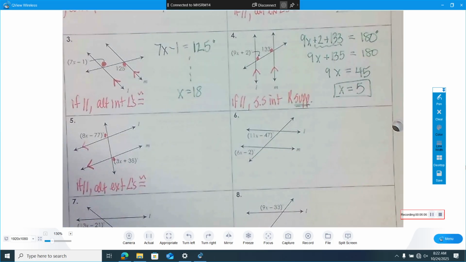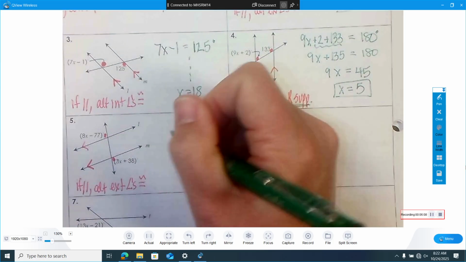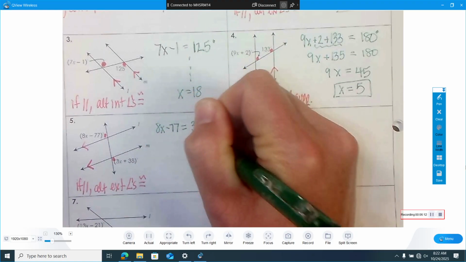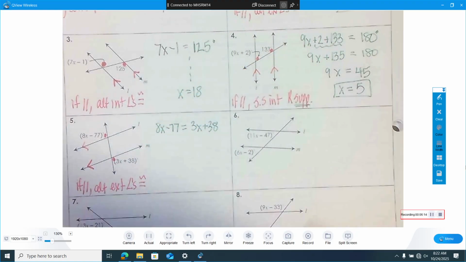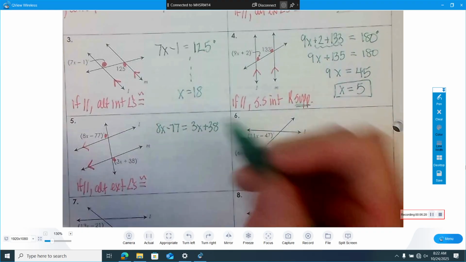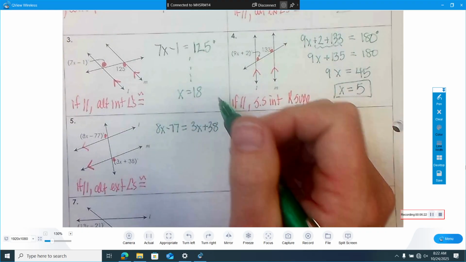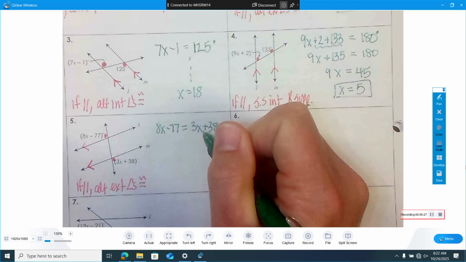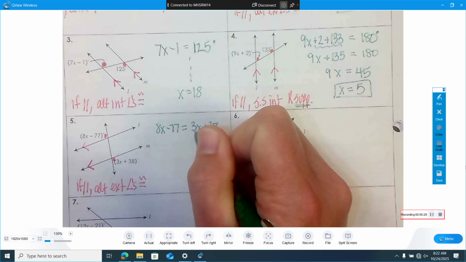So what equation are we going to write for this one? Just put 8x minus 77 is equal to 3x plus 38. Beautiful. All right. Now this has variables on both sides, so what do you want to do to solve this one? Minus the 3x and 8. I added the 77. Yeah, okay. 38.